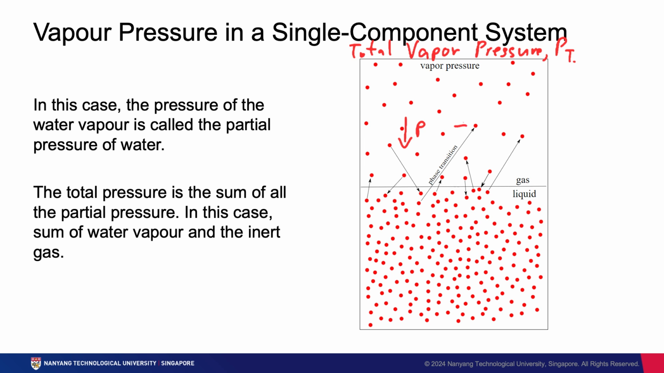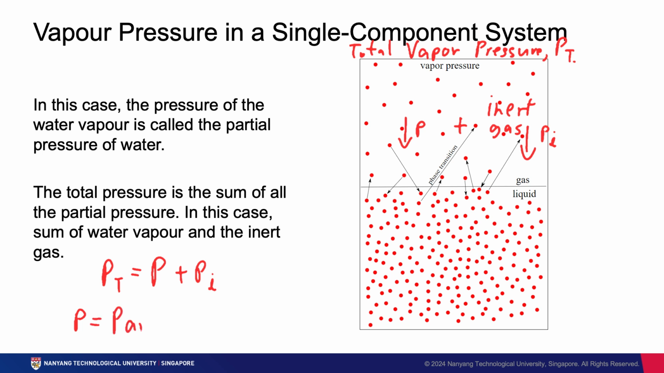However, if we were to introduce an inert gas, let's just call this PI. The total vapor pressure, PT, will be equal to P plus PI. And P is no longer just the ambient vapor pressure, but we now refer to this as partial pressure.